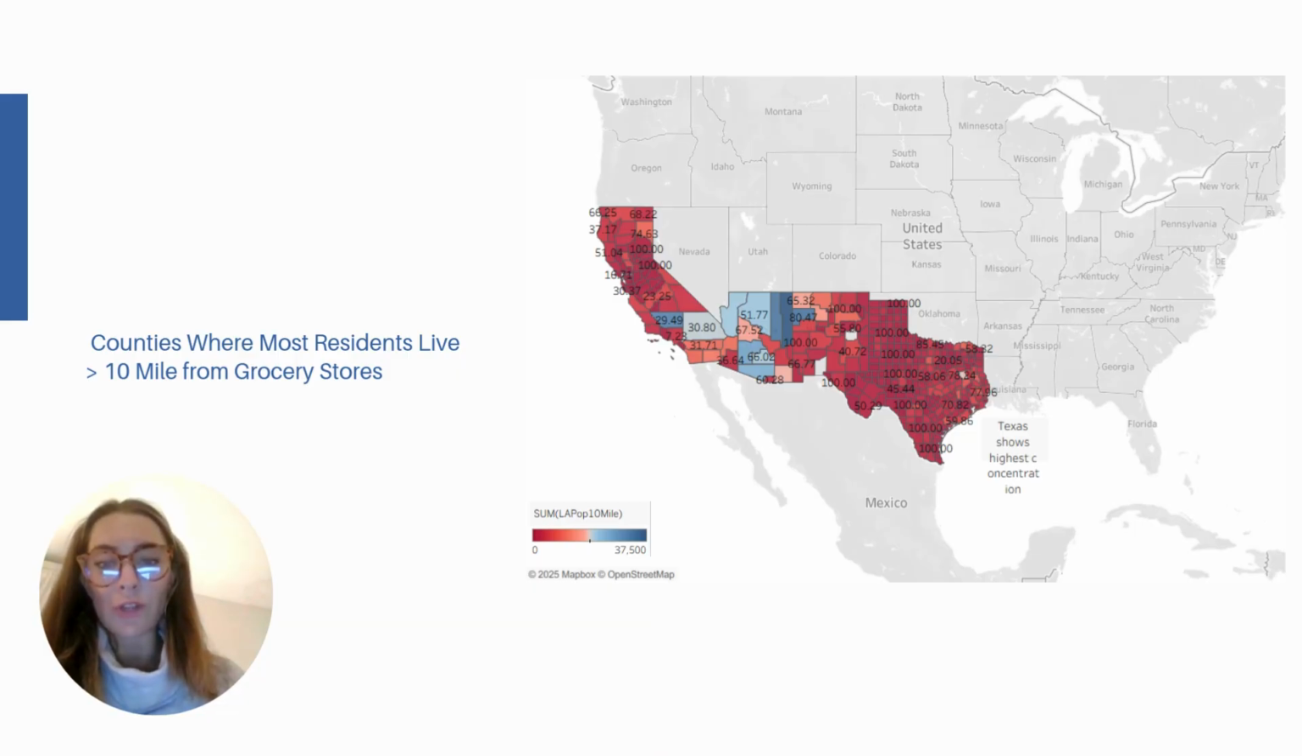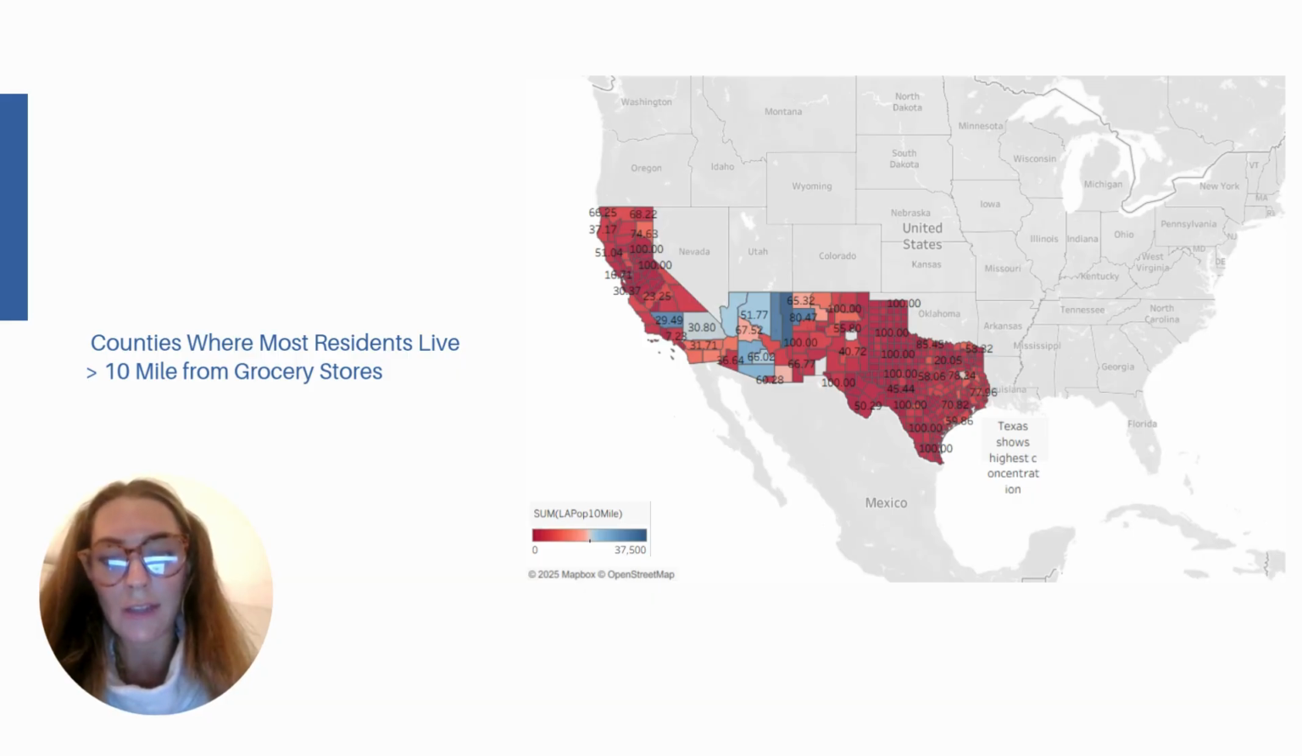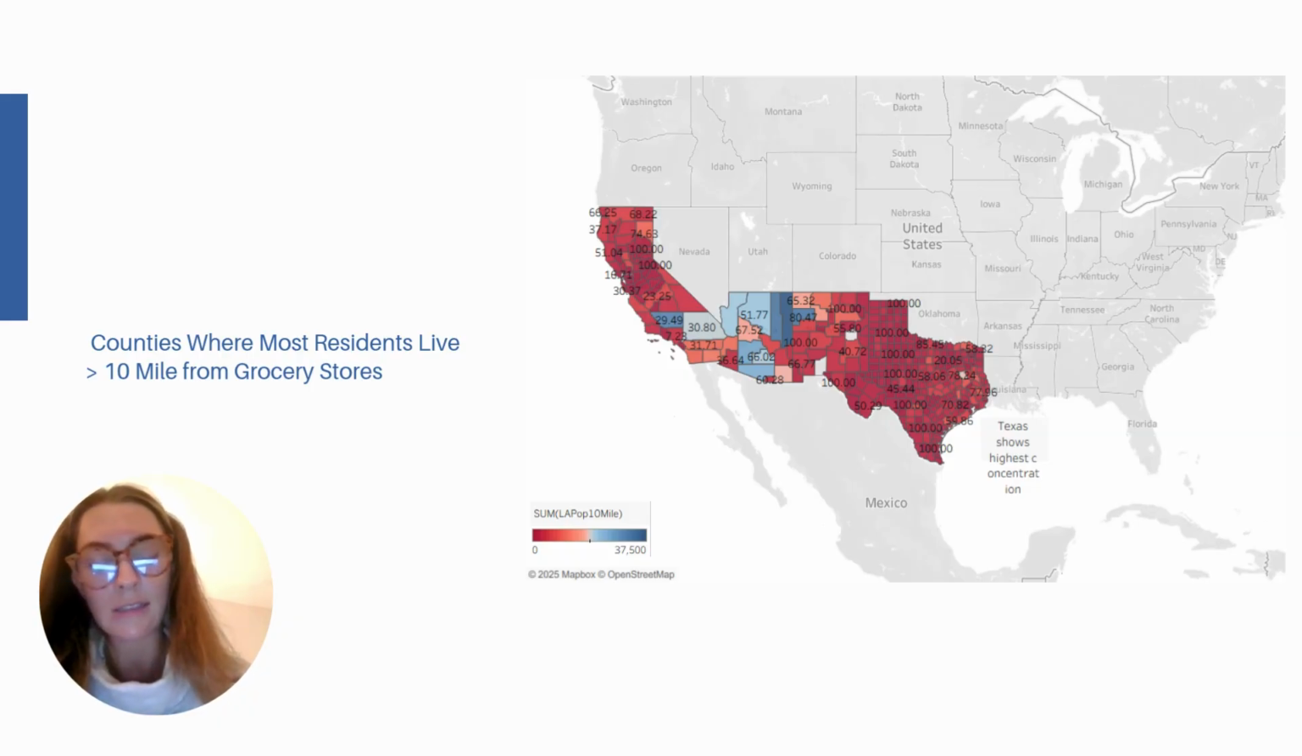This map shows the border counties that are more than 10 miles away from grocery stores. As you can see, on the border there are very highly concentrated counties that have little access to grocery stores, and this definitely plays an impact on food insecurity. Texas has the highest concentration, with the darkest shading.